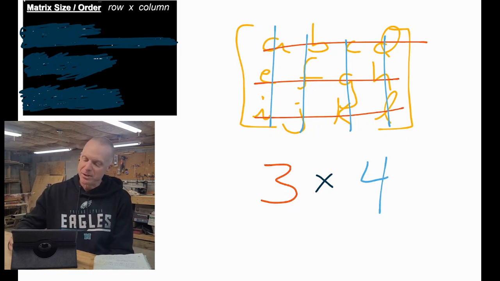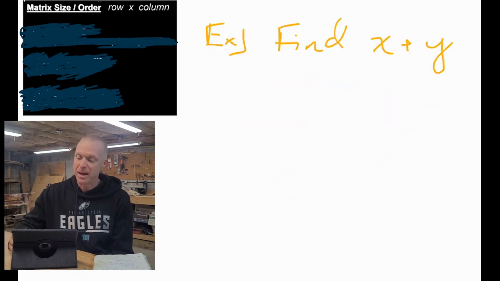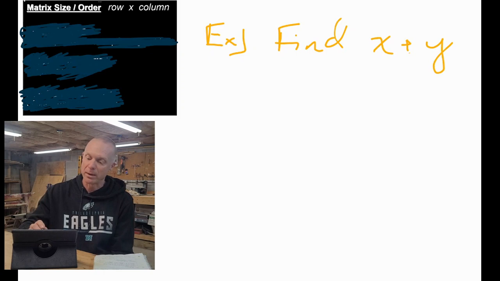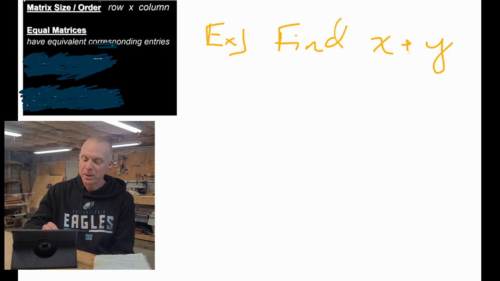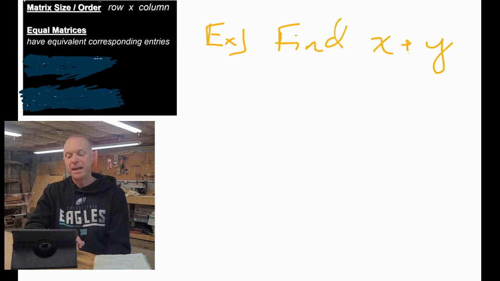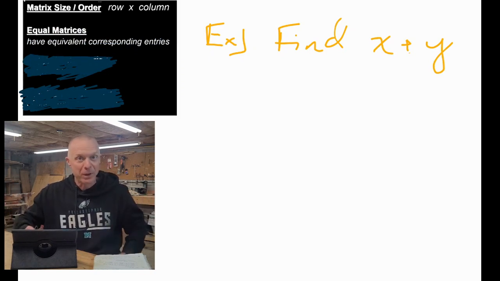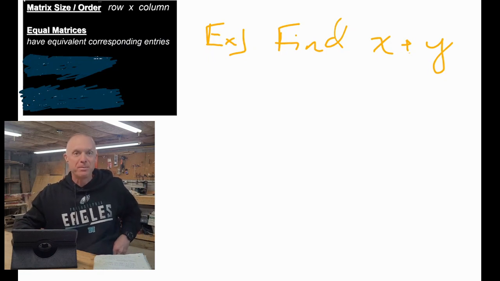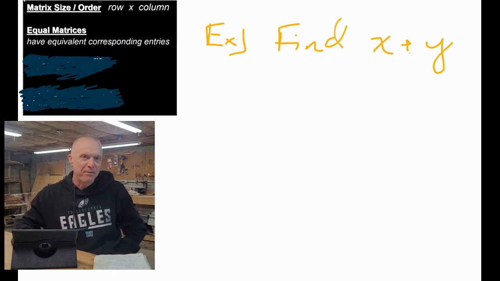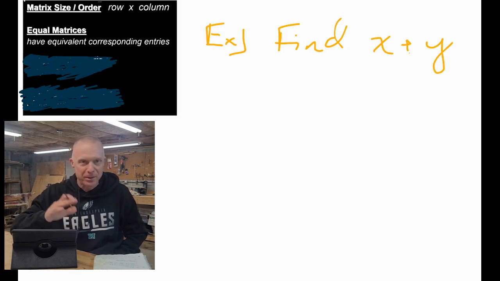What if we wanted to do something with some matrices? Perhaps I wanted to find x and y if I had 2 matrices that were equal. If matrices are equal, we would realize that they have equivalent corresponding entries. That's just a fancy way to say that every number in the first matrix has to be equivalent to the corresponding number in the other matrix.